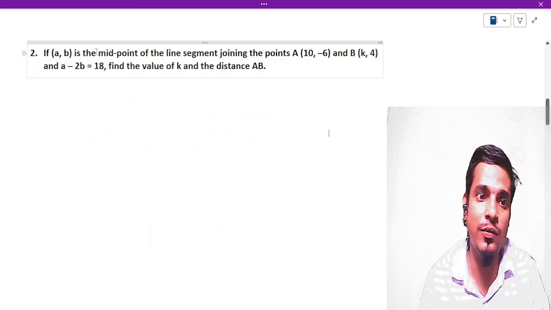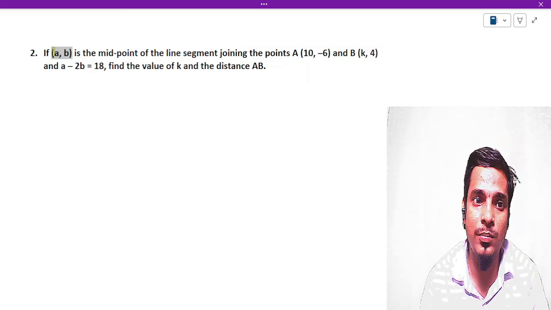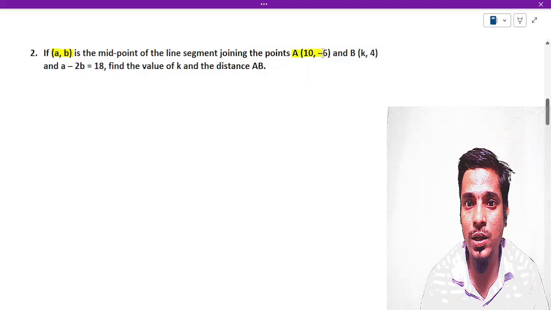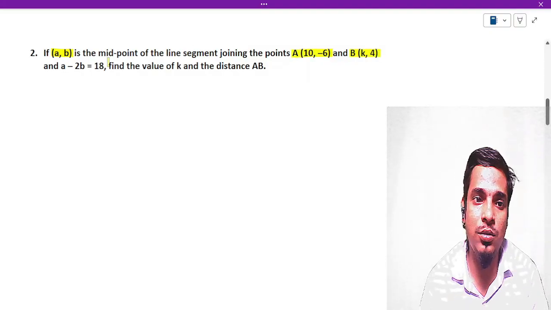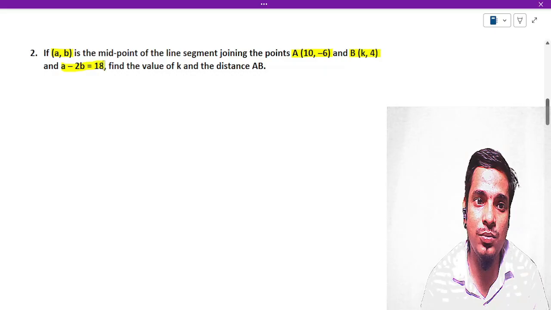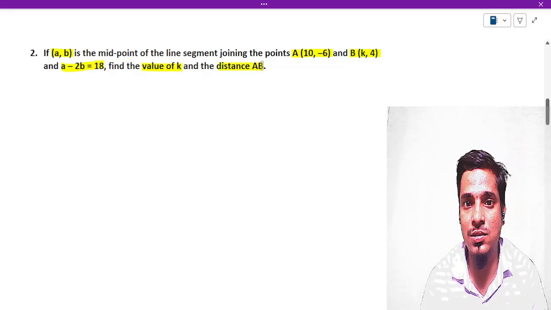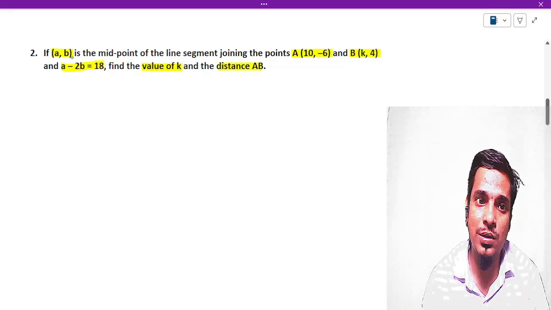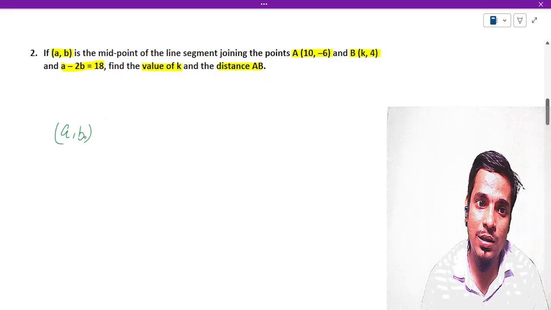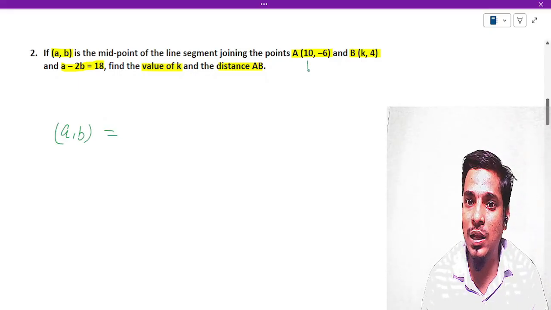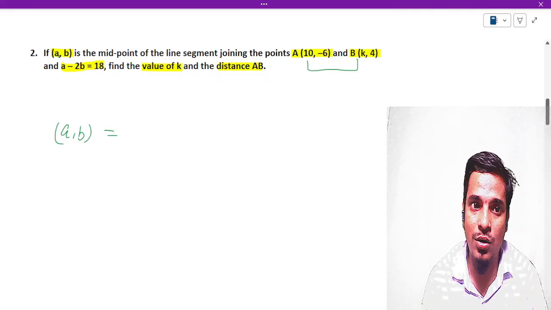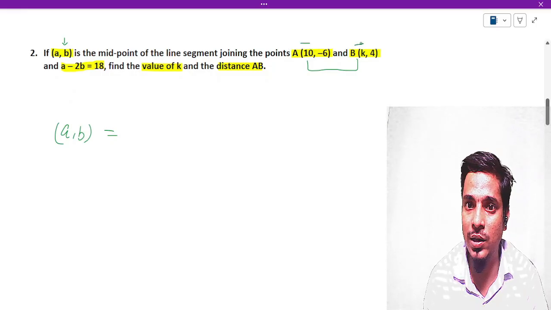Here in this question, we need to find... AB is the midpoint, right? Midpoint of what? These 2 points, A and B. And also we are given one more condition, a minus 2b is 18. We need to find the value of k as well as the distance between A and B. So first, as AB is the midpoint, we can write (a, b) is equal to what? With the help of these 2 points, we can find the coordinate of this, because this is the midpoint of these 2 points A and B, right?